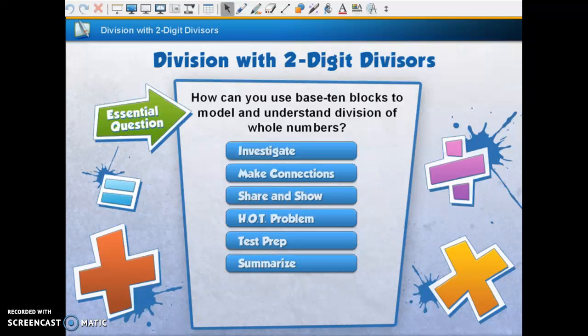Okay, today we're going to look at division with two-digit divisors, and we're going to try and do this division with our base 10 blocks. How can you use base 10 blocks to model and understand division of whole numbers?